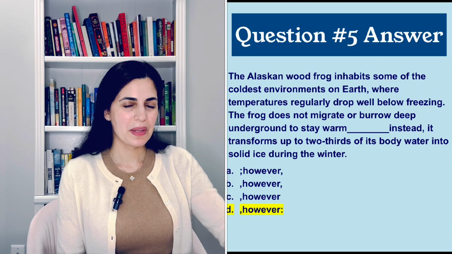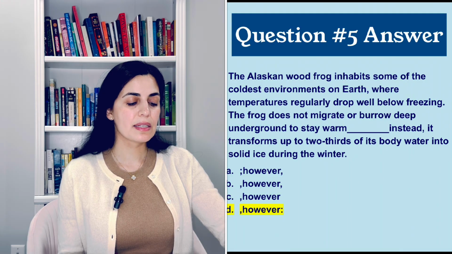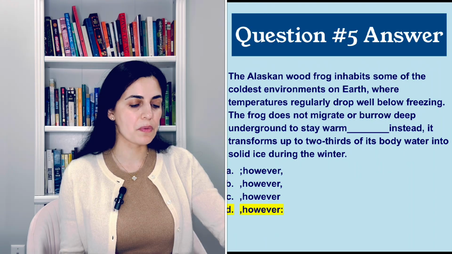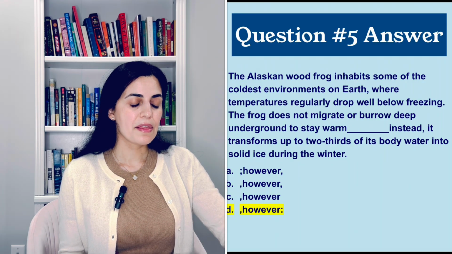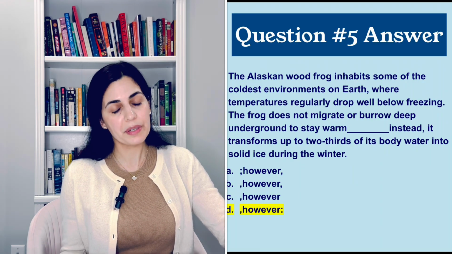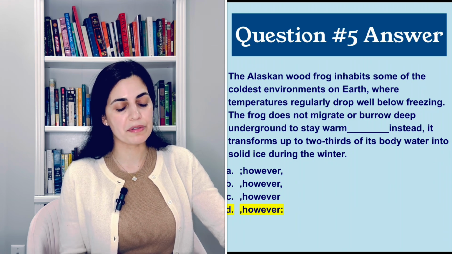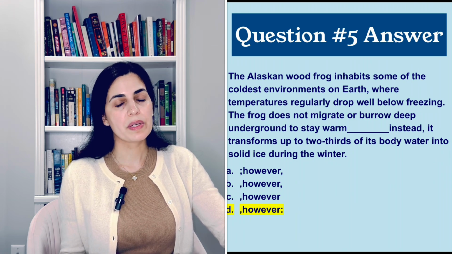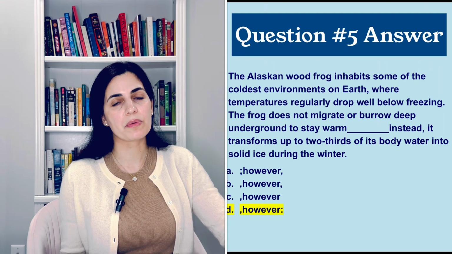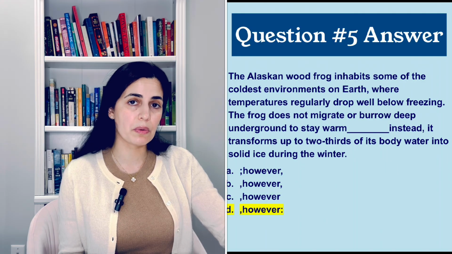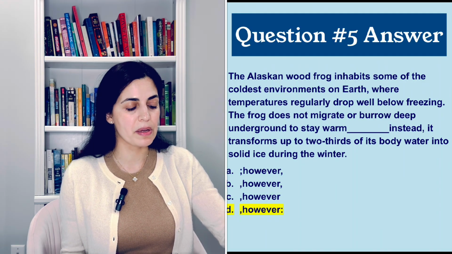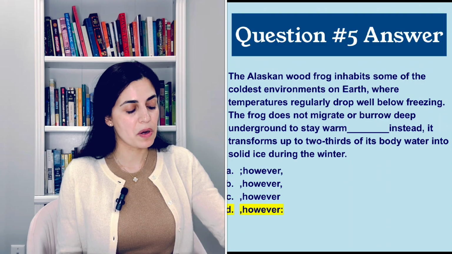The answer is D. So the opposing idea is in the second sentence, where the frog does not migrate or burrow deep underground to stay warm. That's the opposing idea. So the word however belongs in that clause. And then what comes afterwards is yet another independent clause about transforming 2/3 of its body water into solid ice. So we need some form of an ending punctuation, whether that's semicolon, period, or colon. In this case, a colon is the only one that's there, and it is the best one anyways. And so that's why it's choice D.